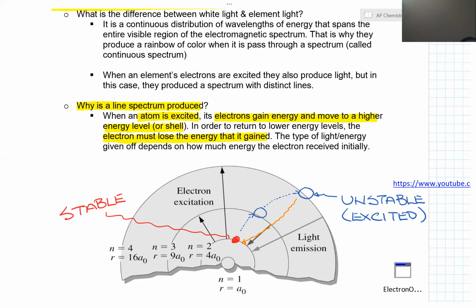If we added more energy, it jumps into a higher level, let's say to level 5. It's excited, too high, it doesn't like it. It comes back down, and notice in this case, it's a blue light. So depending on how far the electron has to jump back down and what type of energy it is releasing, that determines the color of light.